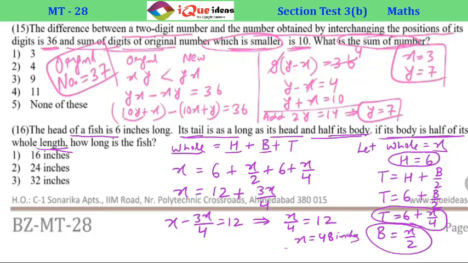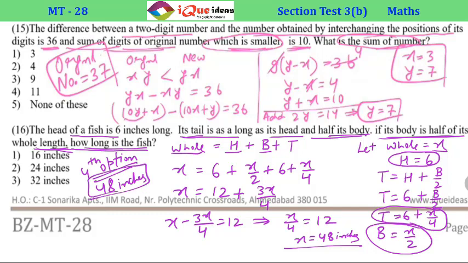All right. So the answer of the question is 48 inches, which is the fourth option. Fourth option, that is 48 inches. All right. So the whole length, how long is the fish? That is the whole length, which is 48 inches. So that is the answer of this question. Now let's go to the next question.